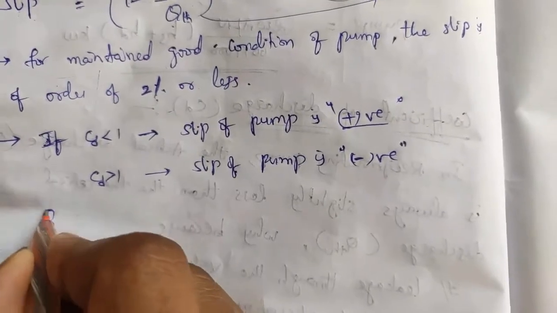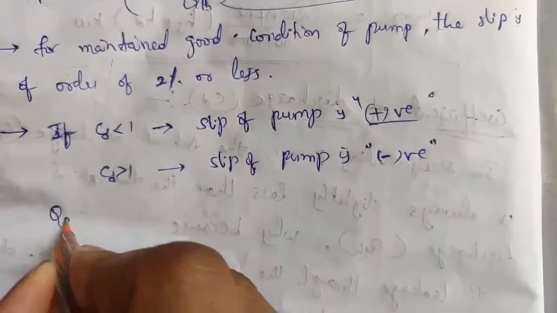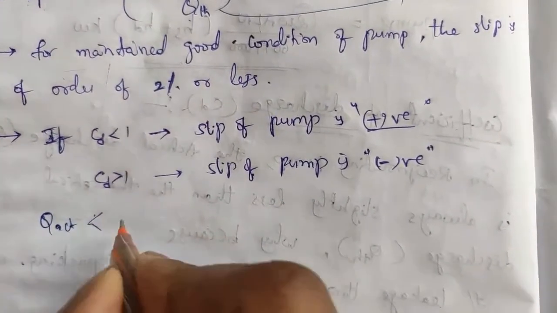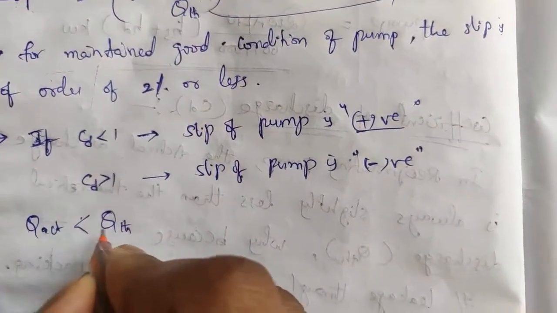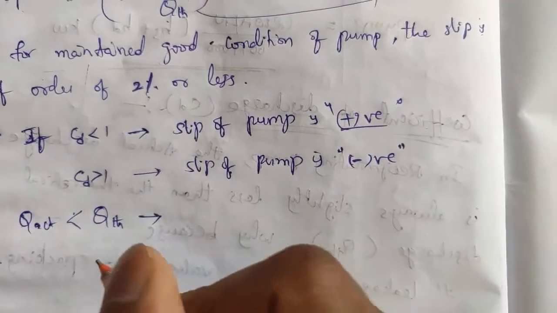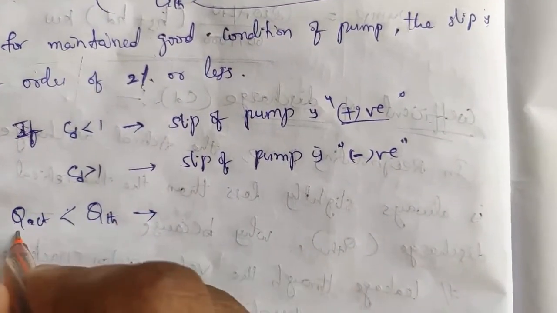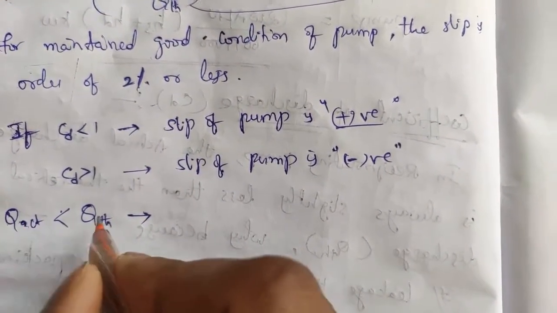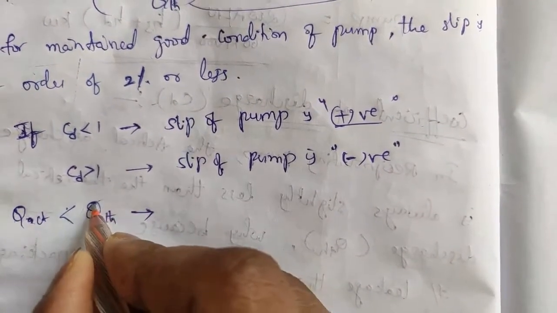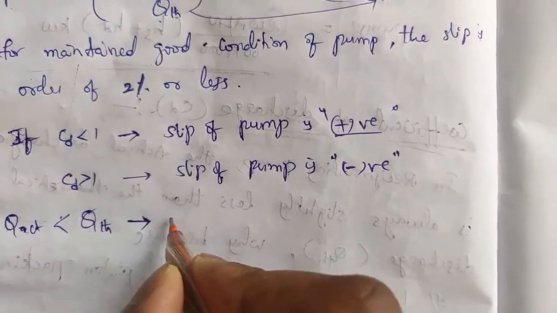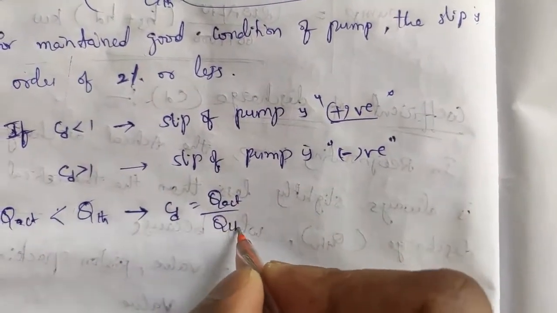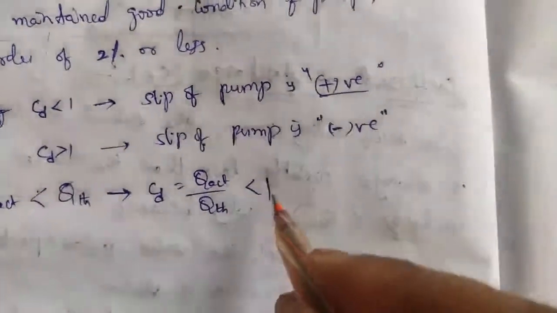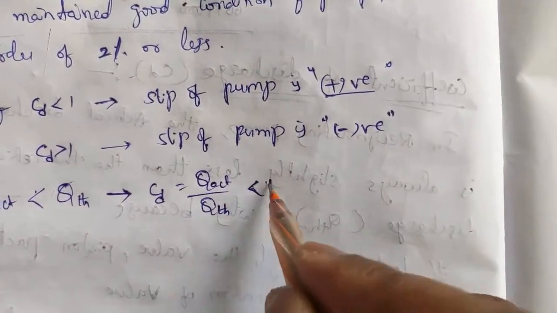You already know Q actual is always less than Q theoretical. When the actual discharge is less than the theoretical discharge, the coefficient of discharge CD, equal to Q actual by Q theoretical, gives a value less than 1.